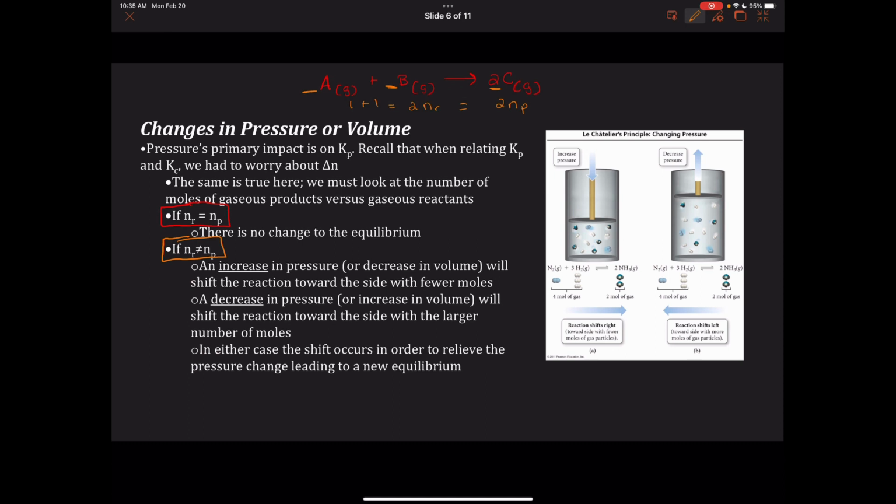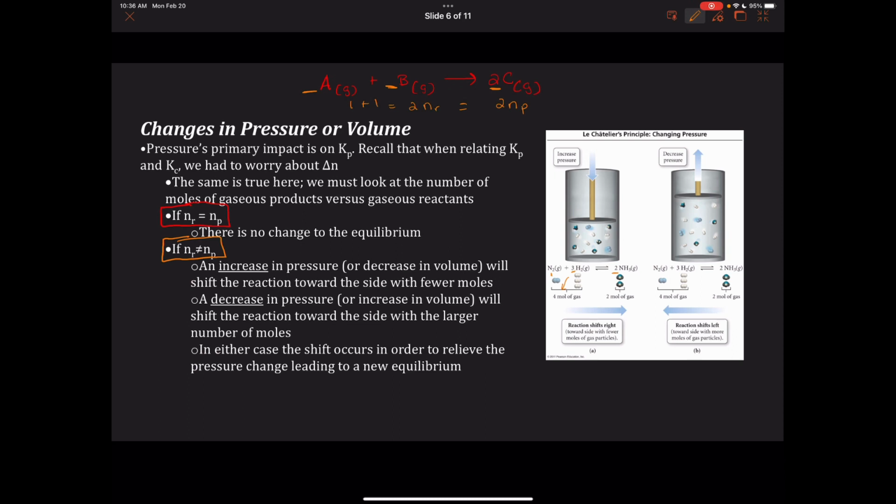So if we look at our example here, we've got nitrogen plus hydrogen producing ammonia. If we look at our gas moles on the reactant side, I've got 1 nitrogen, I've got the 3 hydrogen, so together that gives us 4 moles of gas. On my product side, I've got 2 moles of ammonia. They're unequal. Since they're unequal, a change in pressure or volume is going to shift my equilibrium.